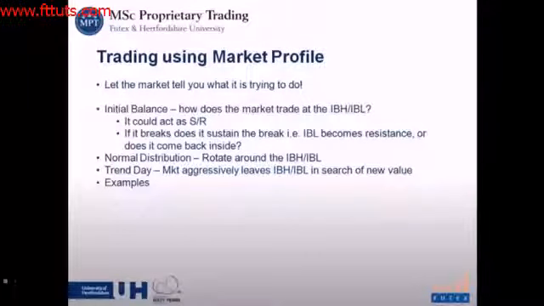If it does, there's a good reference point I can base a trade off of. But if it breaks the initial balance or the initial balance high, does it sustain the break? I.e., if the initial balance is broken and the market trades below the initial balance low, does that then become resistance? If it does, that is telling me something very, very significant. If it doesn't, and it comes back inside, again, that is giving me a clue into what the likelihood of the day type might be, or more importantly, what the next few high quality trades could be that I could do.